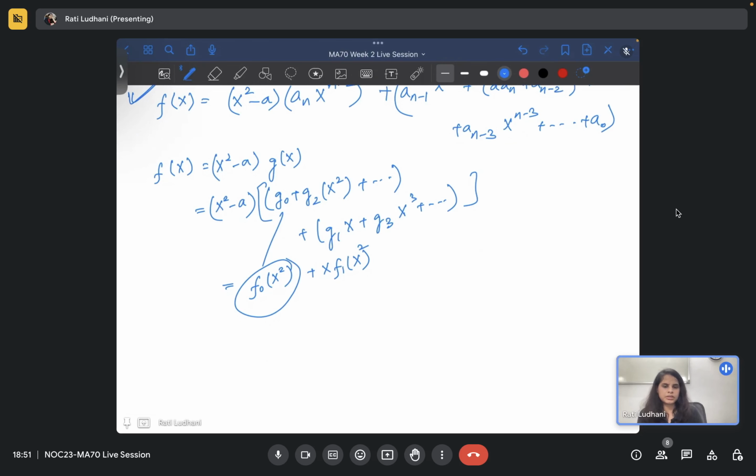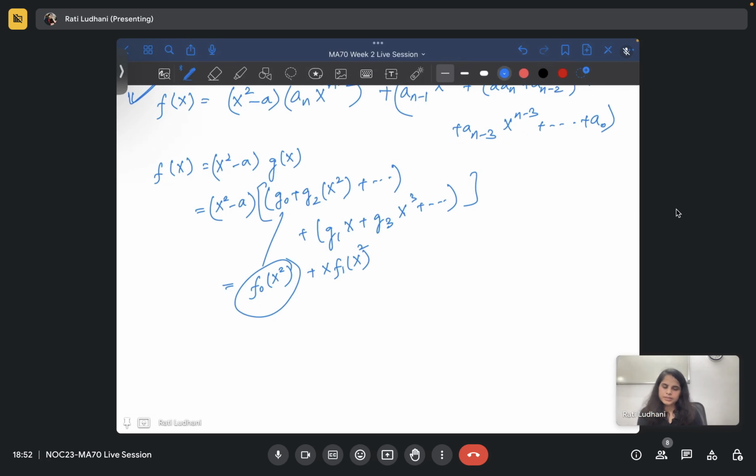Why the other part cannot be the one? The second part is also x into x square minus a into g1 plus g3 x square, and that polynomial is equal to x into f1 x square. But I'm saying these are polynomials. So you are saying in terms of values. You are comparing two polynomials.